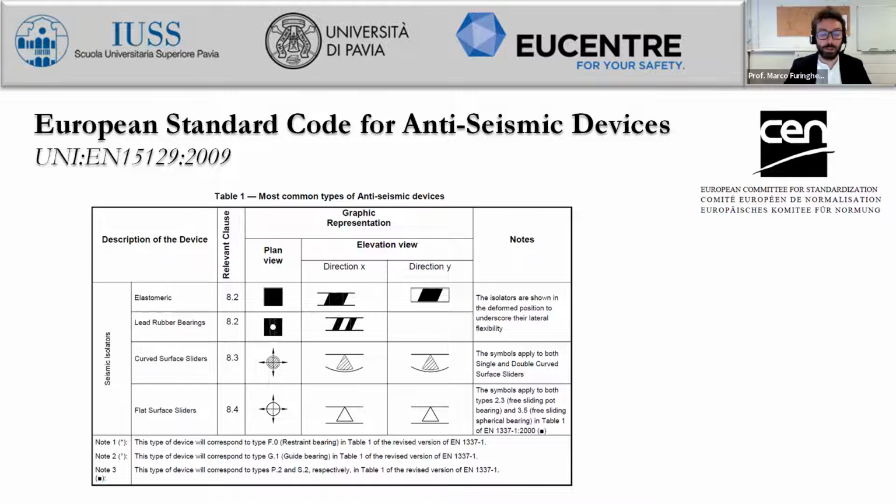So this means that the friction coefficient will be very low, at least maximum 1% or even lower. And this is not what happens, for instance, for curved surface sliders. For curved surface sliders, we will provide exactly the same isolator for every bearing support point. Okay, so we will have just curved surface sliders.